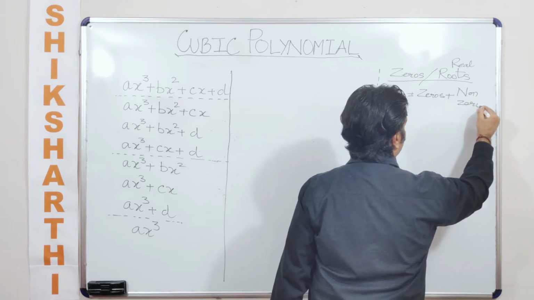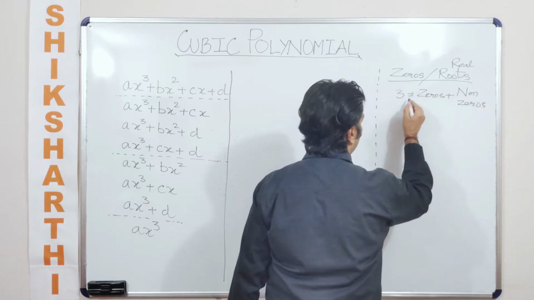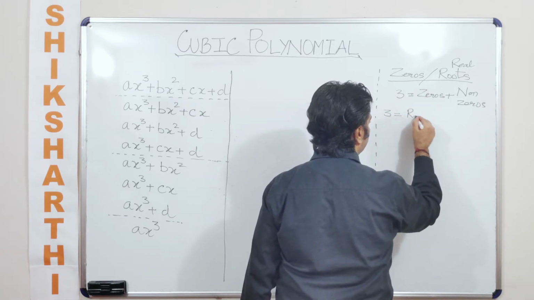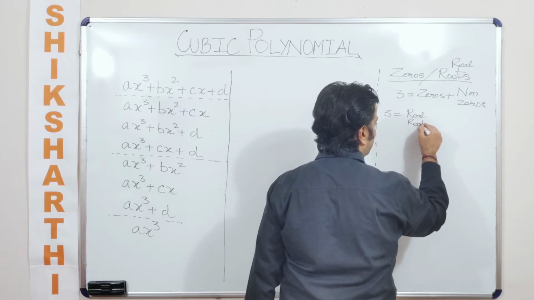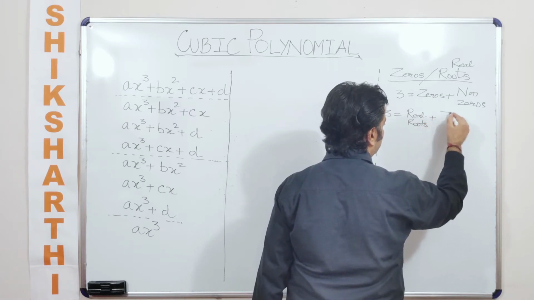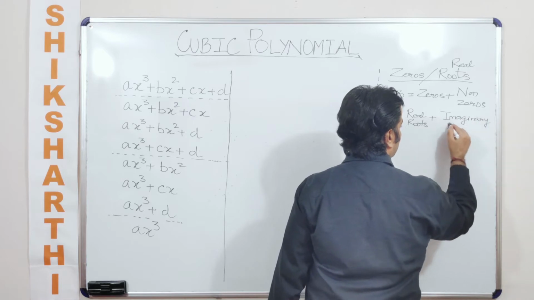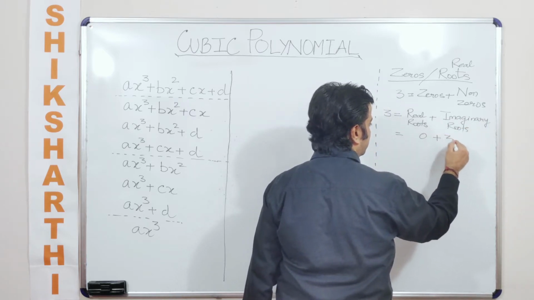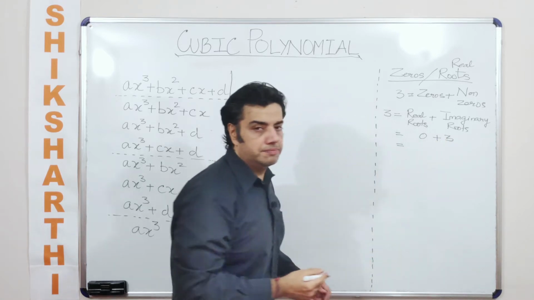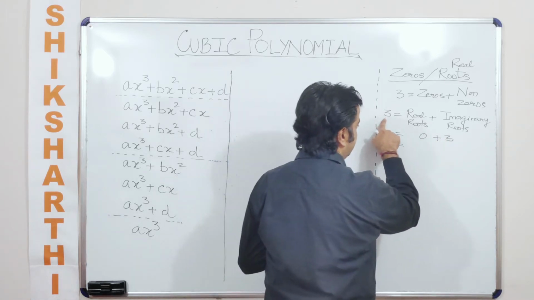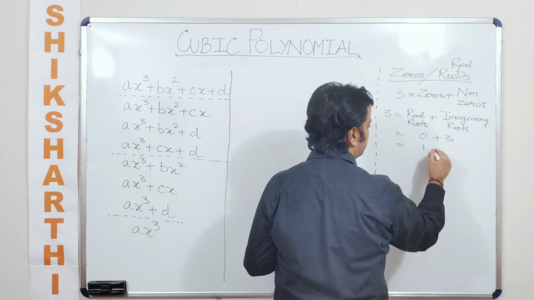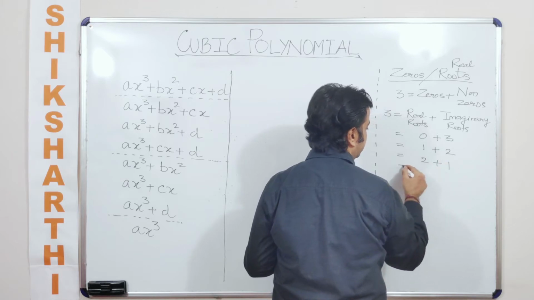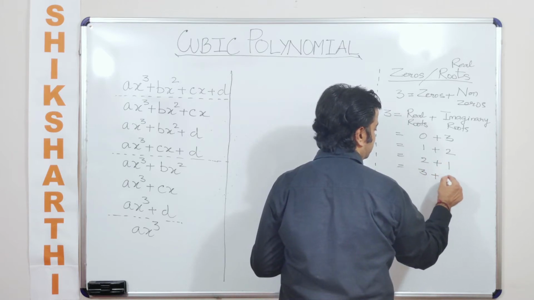So when I say zeros and non-zeros, what am I basically referring to? 3 can be written as a combination of real roots and imaginary roots, which are non-real roots. So can I put this as 0 plus 3 and then use some binary logic here? I can write this 3 as a sum of 0 plus 3, or 1 plus 2, or 2 plus 1, or finally 3 plus 0.